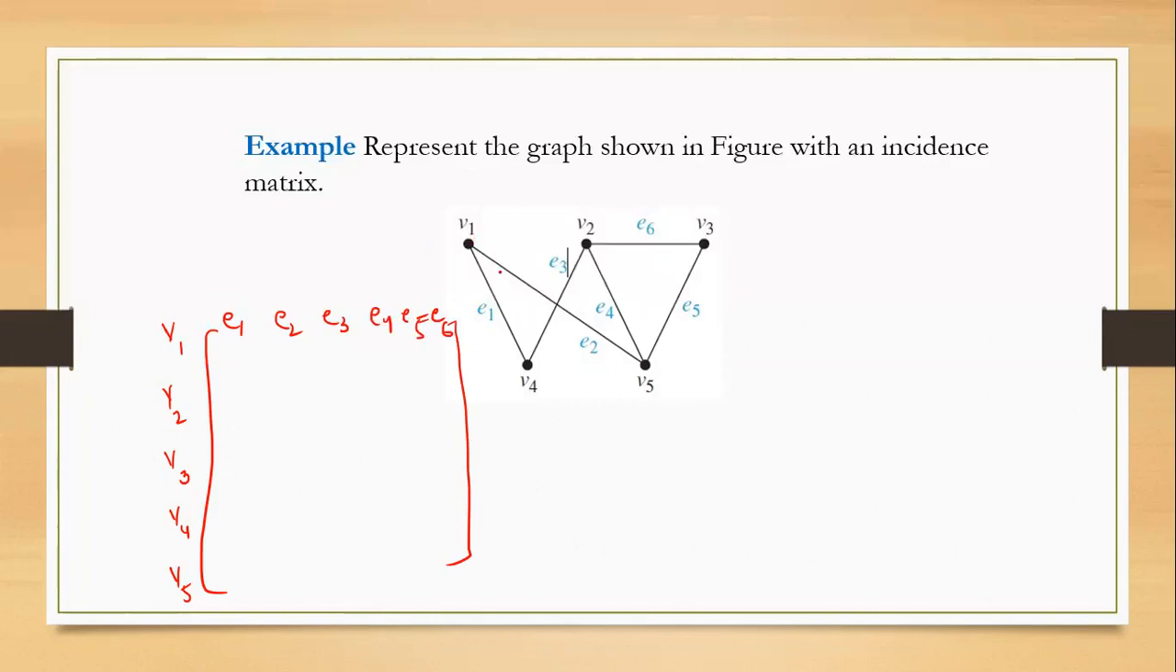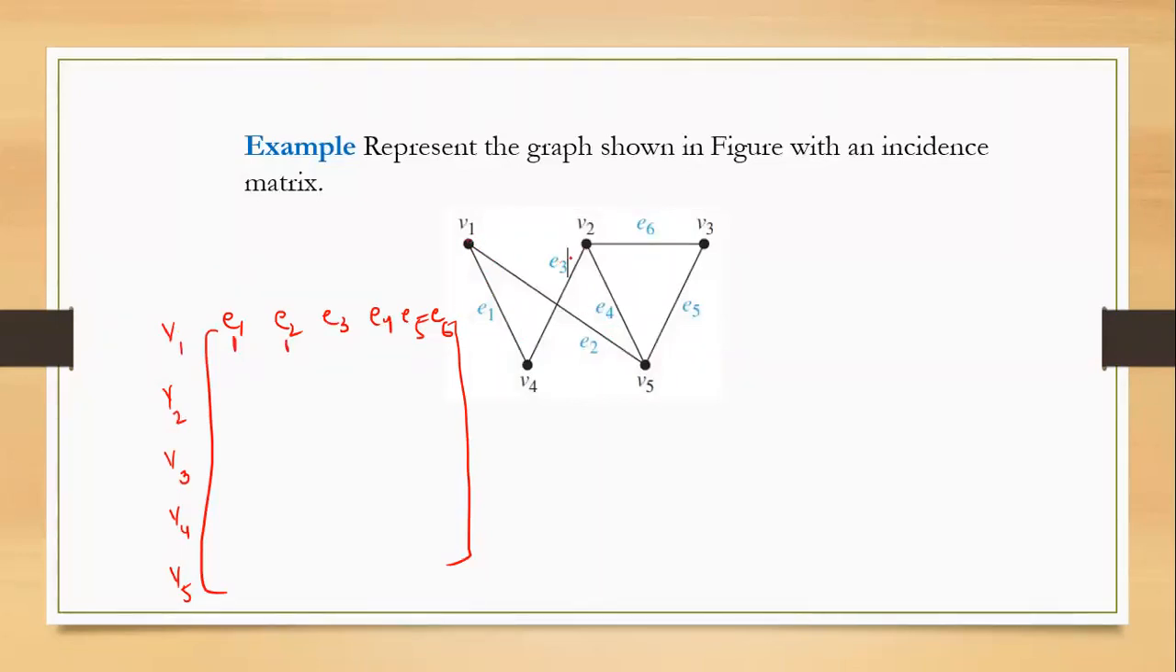Now V1 is incident to E1. E1 is connected to V1, so that is what we call incidence. So V1 is incident to E1, so we will write over here 1. What about V1 and E2? Yes, it is incident, 1.